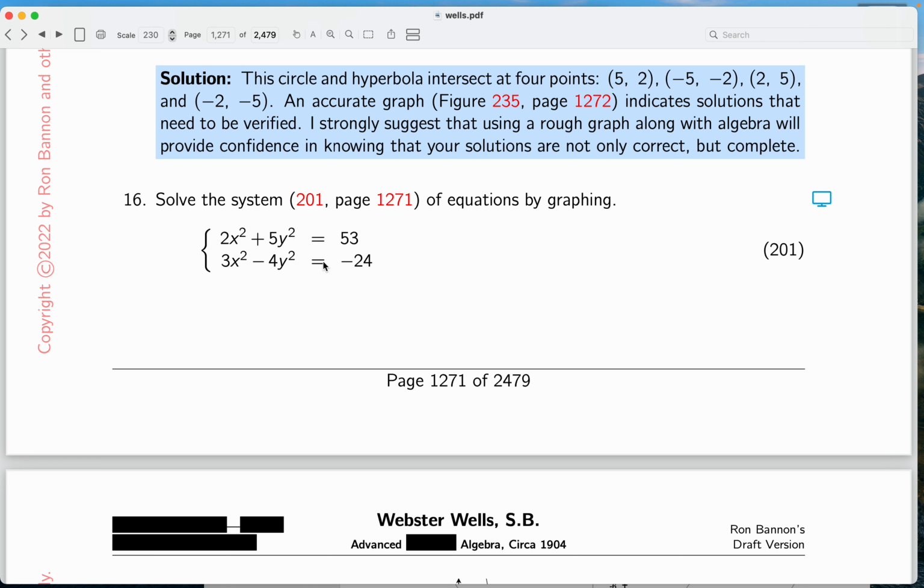doing. What have I been doing, though? I haven't been checking them. What I've been doing is solving the system, finding the points of intersection, and then verifying that the graph does give me those points, once I know what the points are, by the way.